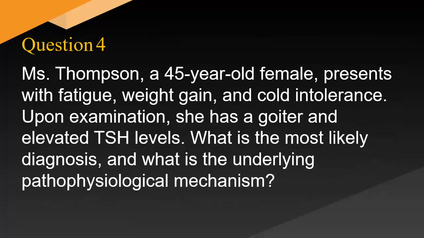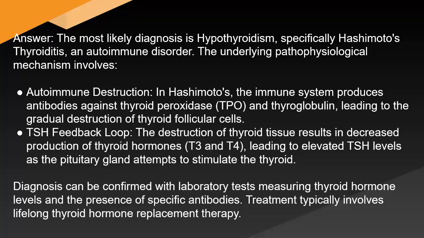Ms. Thompson, a 45-year-old female, presents with fatigue, weight gain, and cold intolerance. Upon examination, she has a goiter and elevated TSH levels. What is the most likely diagnosis, and what is the underlying pathophysiological mechanism? Answer: The most likely diagnosis is hypothyroidism, specifically Hashimoto's thyroiditis, an autoimmune disorder.